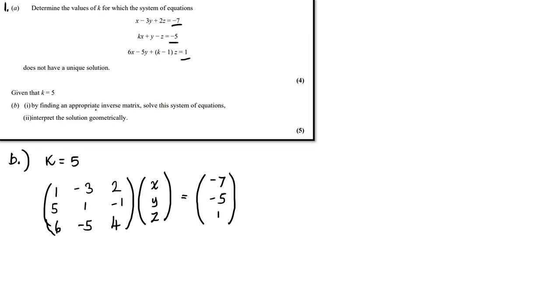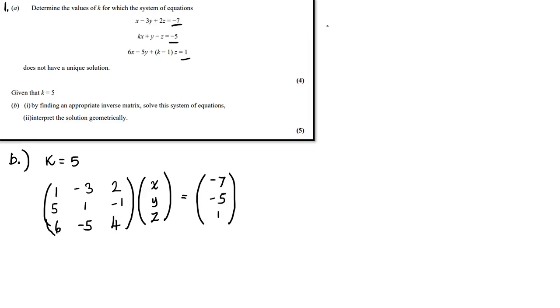Now this is where a graphical calculator will save you a lot of time. If you don't have a graphical calculator, you've got to go through the long way of finding the inverse matrix here and then multiplying both sides again without a calculator. But if you do have a calculator here, it's absolutely fine to use it. And I'm going to do it as if you do have a graphical calculator here.